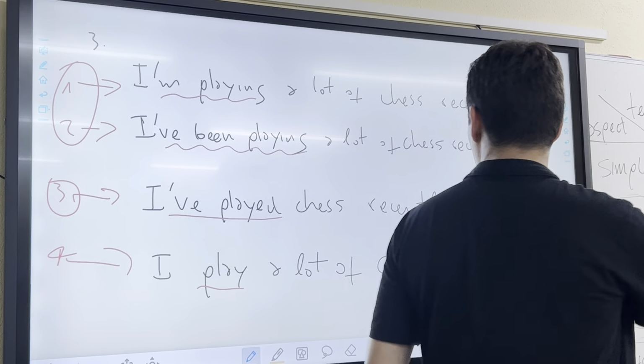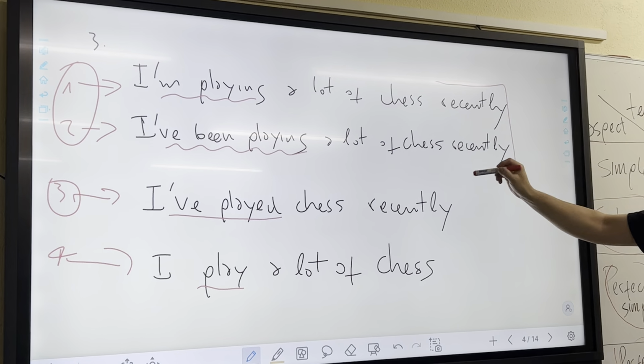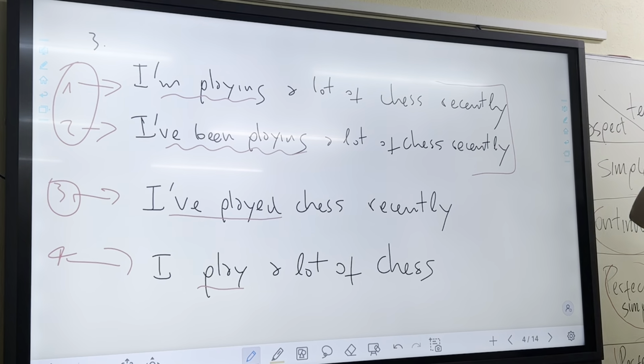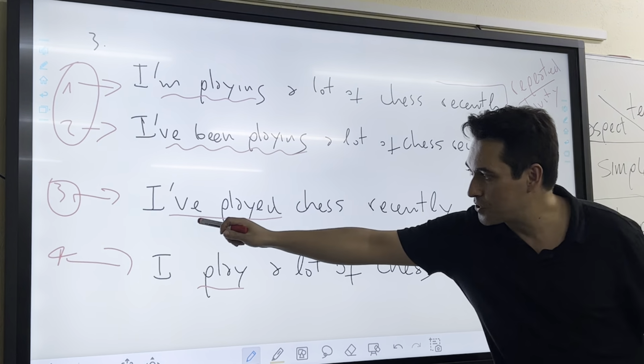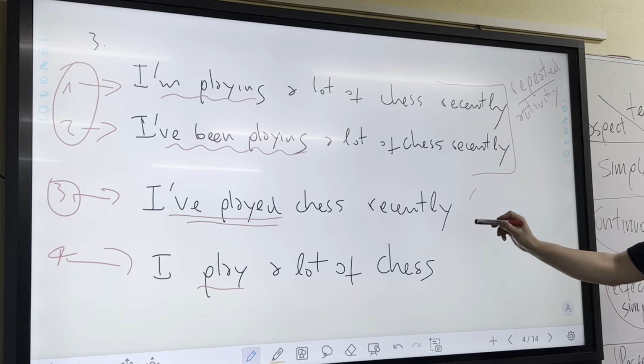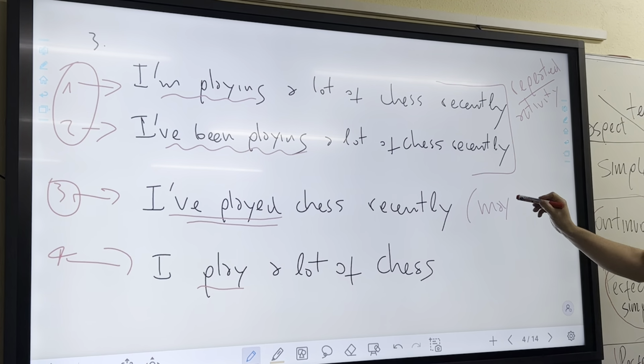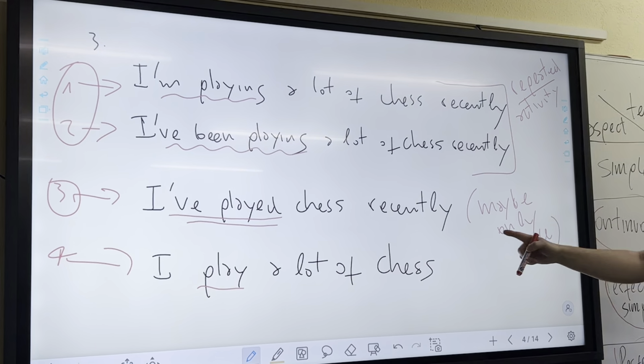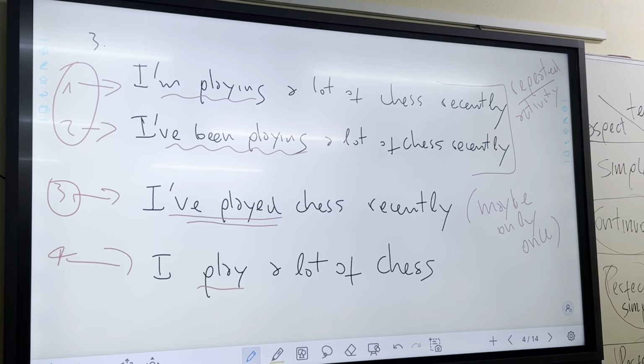Very good. So another use of the continuous aspect is that you express that an action happens repeatedly. A repeated activity, something which is repeated over and over again. However, here, this is not continuous. I've played chess recently, maybe only once. It's not a repeated activity. Do you see the difference?